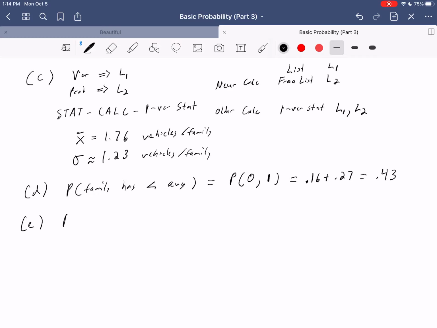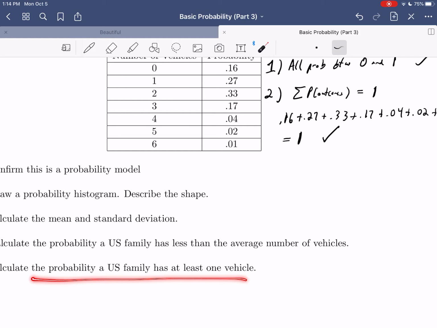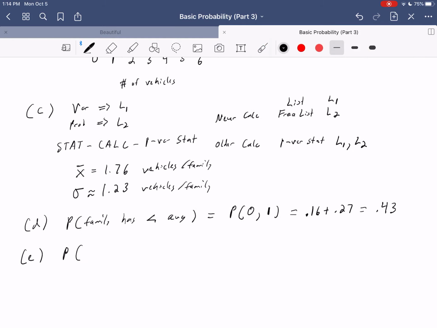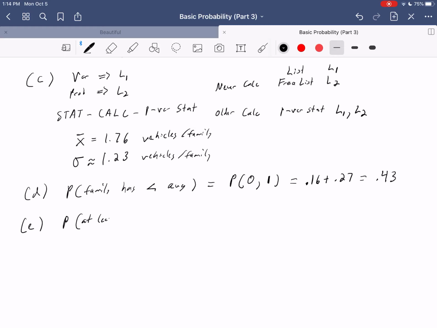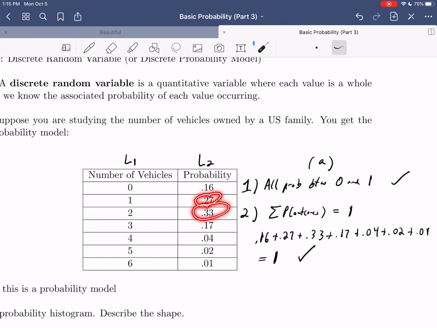All right, let's go ahead and look at one more piece, which is that we want to calculate the probability that a U.S. family has at least 1 vehicle. So at least 1 vehicle. Notice that for at least 1, that would mean 1, 2, 3, 4, 5, or 6. Now, of course, we could go ahead and add all those probabilities together. So I could just go through and do 0.27 plus 0.33 plus 0.17 plus 0.04 plus 0.02 plus 0.01. But notice it is easier to realize that we're looking for 1 through 6.